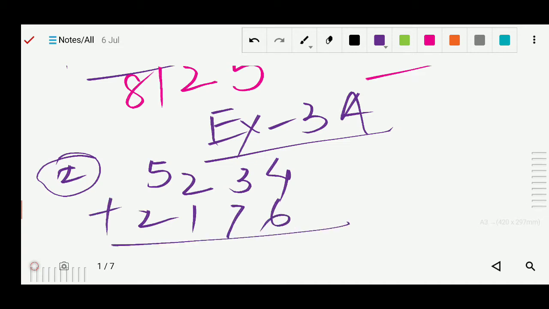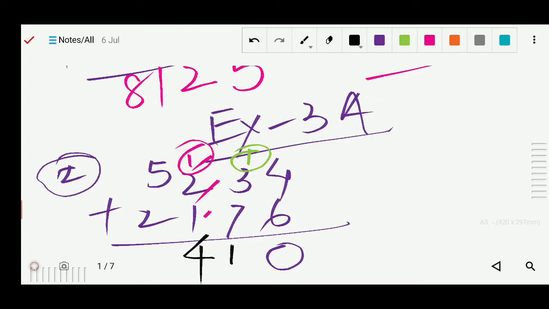Got it? So first of all, 6 plus 4, 10. So I will write here 0, and this 1 I will write in the form of carry. 7 plus 3, 10, and plus this carry 1, 11. So I will write here 1, and again I put the carry here. 2 plus 1, 3, plus this carry, 4. So I write here 4. No carry is there, so I write nothing here. So 5 plus 2, 7. Okay, so what is the answer? 7410. Got it?